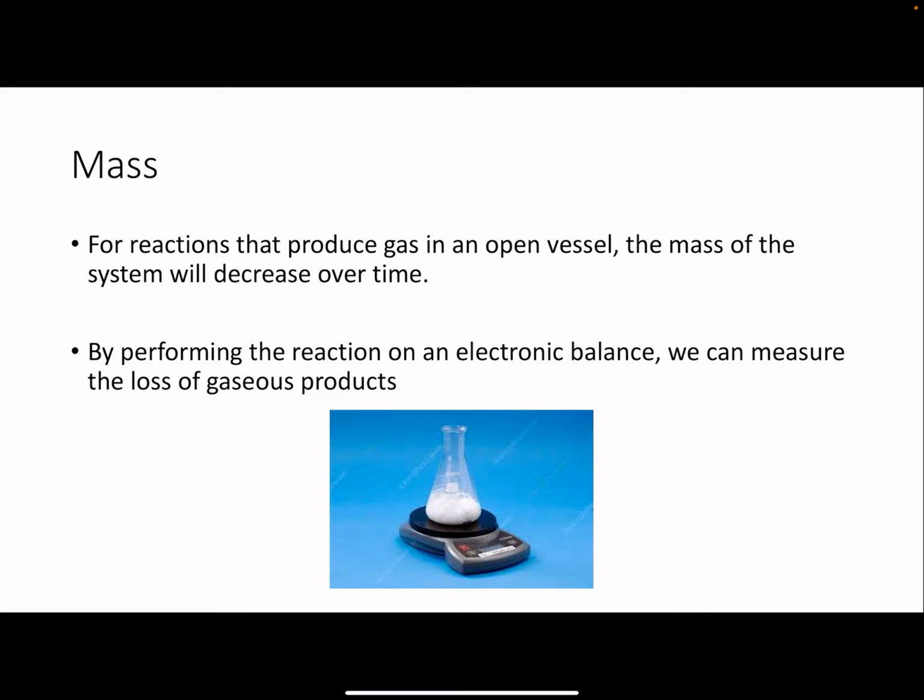Now, for reactions that produce a gas specifically in an open vessel, and open means that the gas can escape. This is specific to gas as a product. The mass of the system will decrease over time.